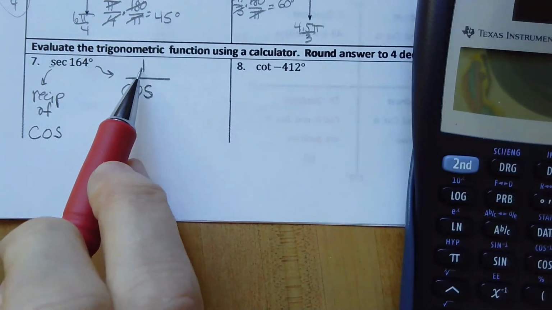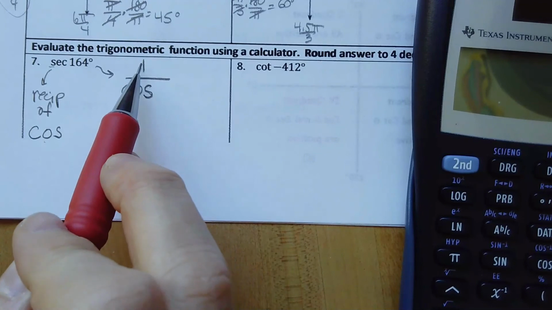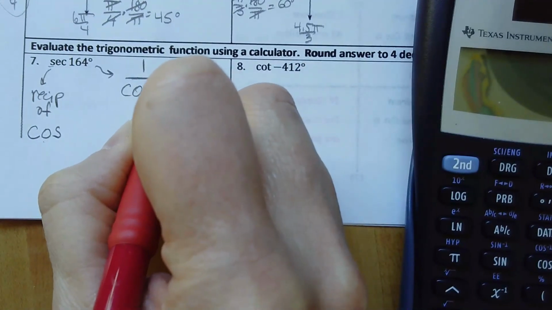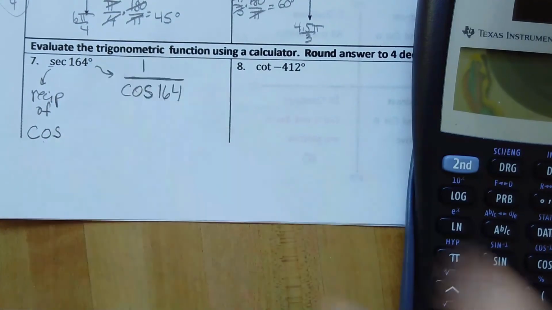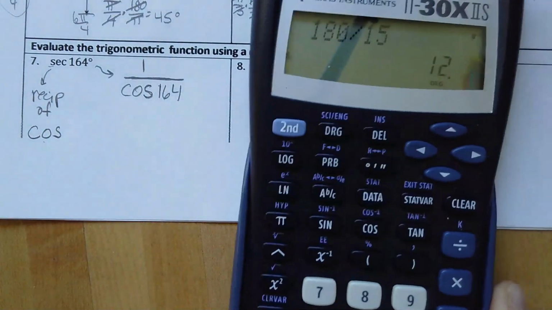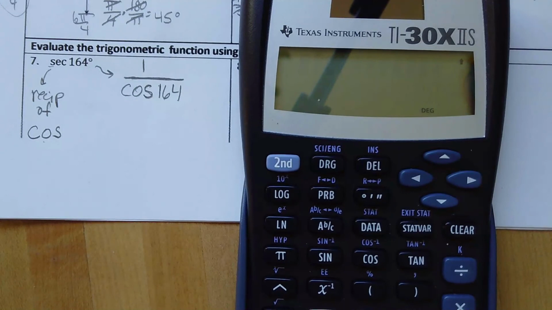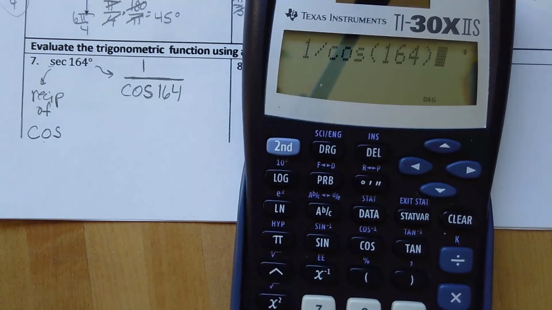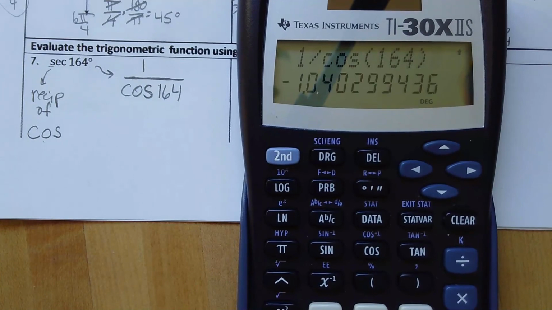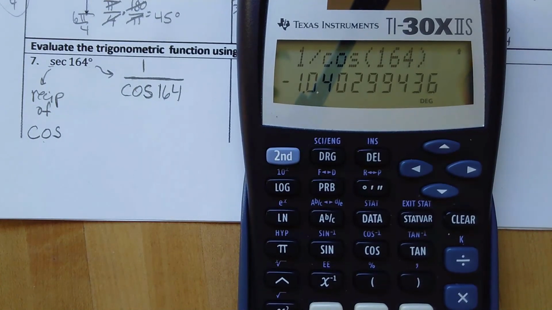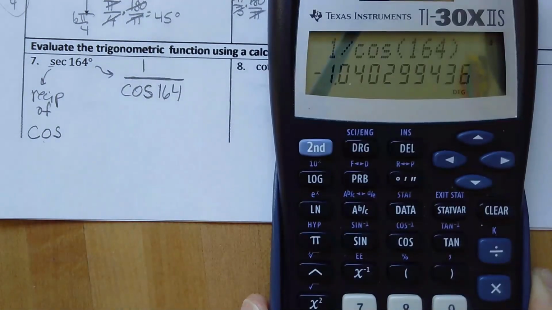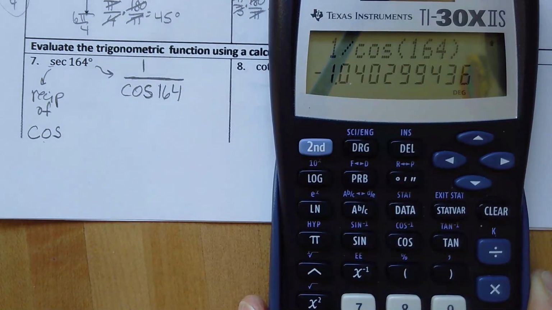Here is a very straightforward way to write it. The reciprocal of the cosine just means we're going to take our cosine and flip it, write it 1 over the cosine of 164. And we'll just put it in our calculator like that: 1 divided by cosine 164. And we get negative 1.0403.